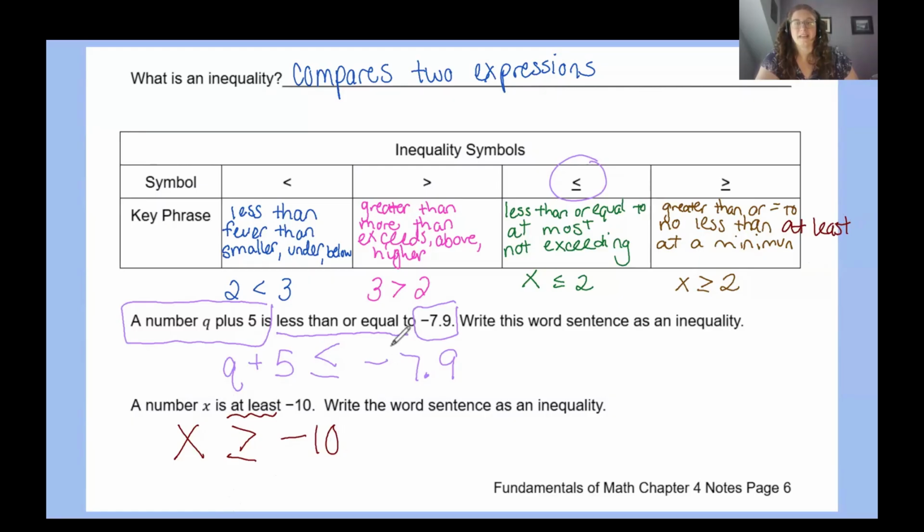Right? So make sure you have these key phrases filled in on page 6 of your notes, and make sure you have our word sentences written as inequalities here. And then we'll move on to our next section. Remember, if you have any questions, you can always raise your hand or type in the chat and stop me, and I'm happy to help you.